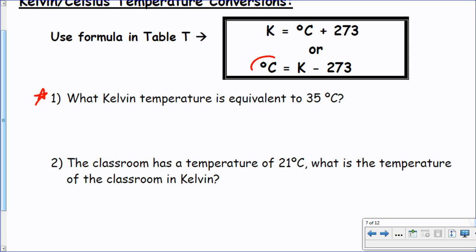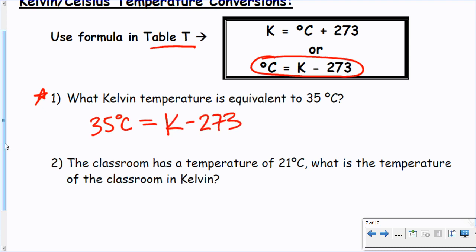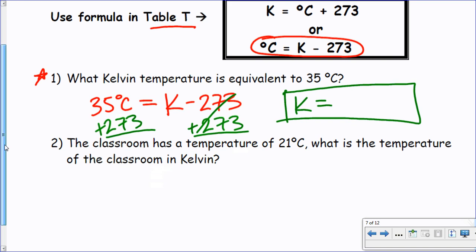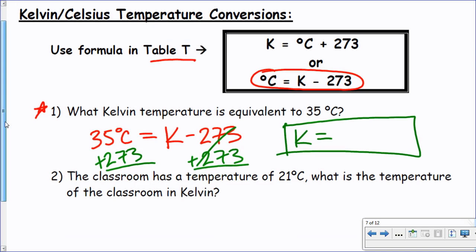So we will use this variation of the equation, which you are receiving off of Table T. So 35 degrees Celsius equals Kelvin degrees minus 273. Well, if I add 273 to both sides using my algebra skills, I will be solving for Kelvin as my answer. I want to see that when you do that for your homework check. Question 2 is very similar to the first one, so use the same type of equation.